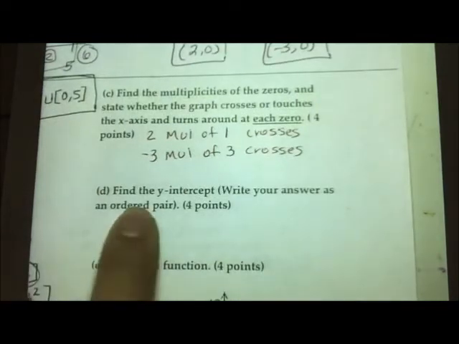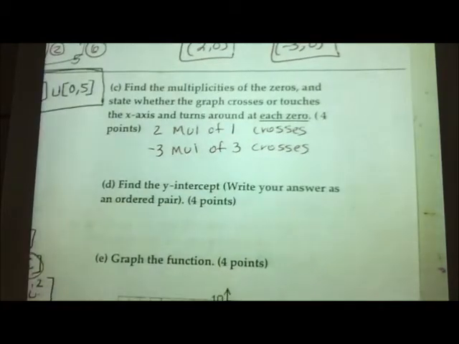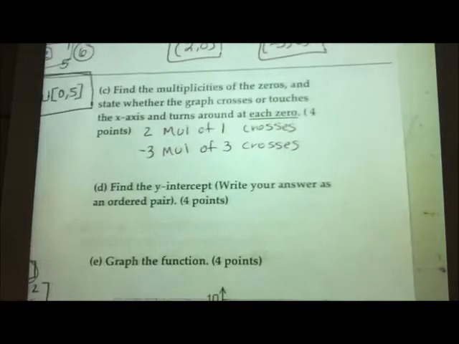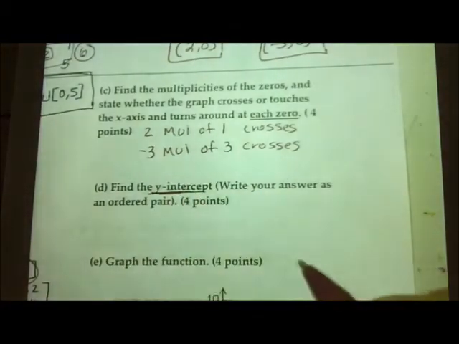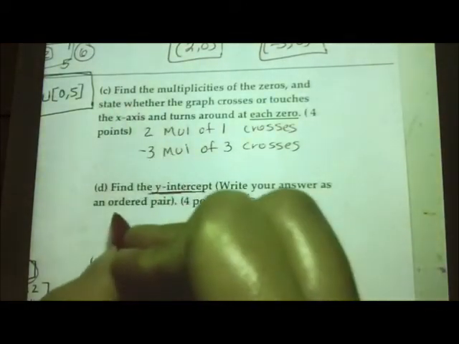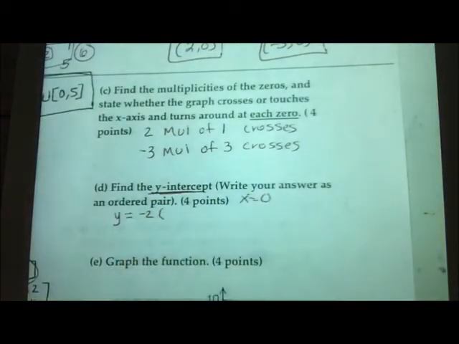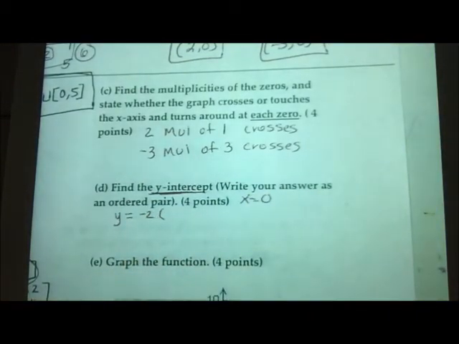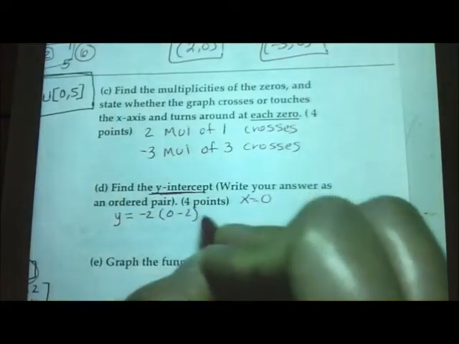Find the y-intercept, write your answer as an ordered pair. So, for this one, how do you find a y-intercept? Who has to be 0? At the y-intercept, x is equal to 0. So I'm going to take the top equation. y equals -2 parentheses. Instead of putting an x, what am I going to put? 0. A 0 minus 2 close parentheses.